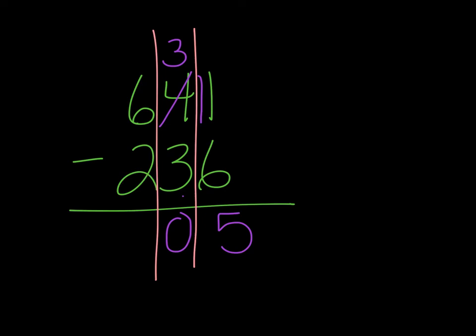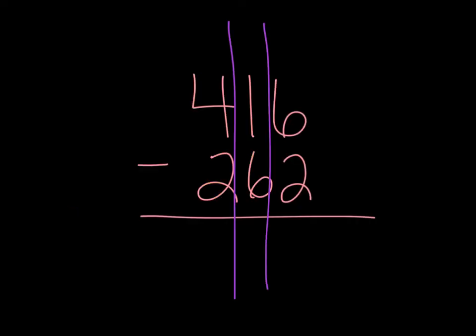Okay, so 6 minus 2 is 4. So my answer is 405. You could add to check to make sure you're right. Let's do another problem. Okay, go ahead and write this problem down so that we can work on subtracting it.